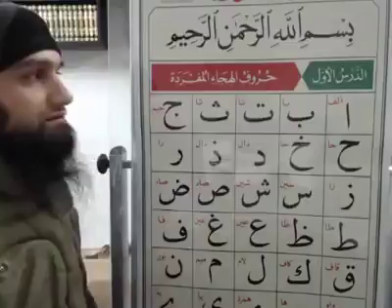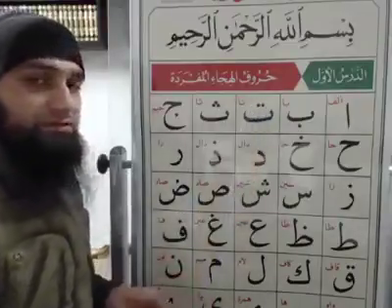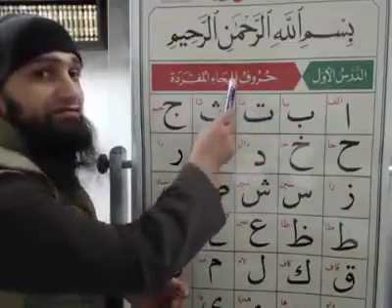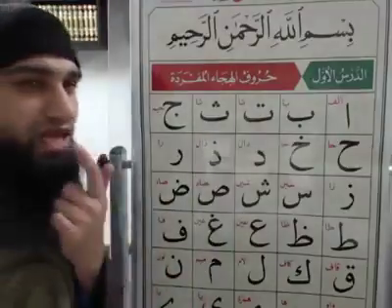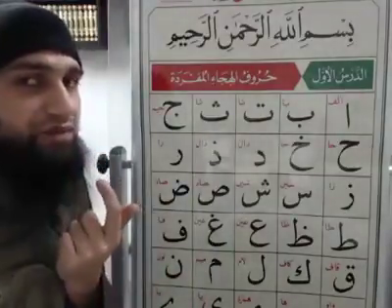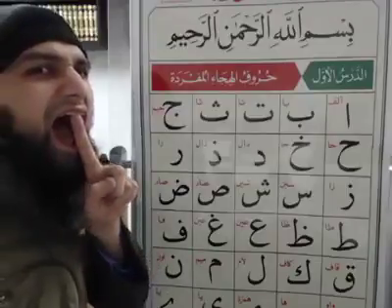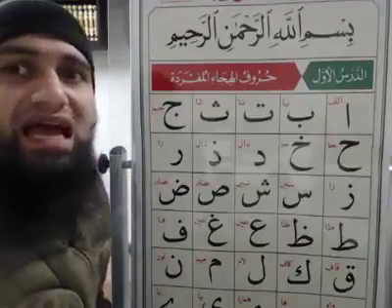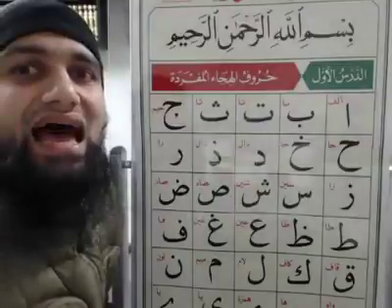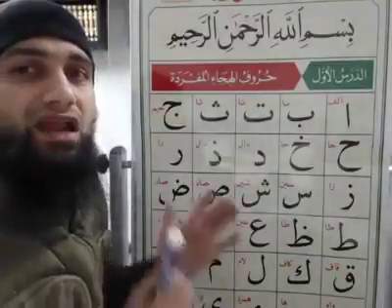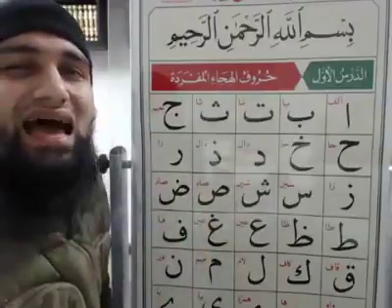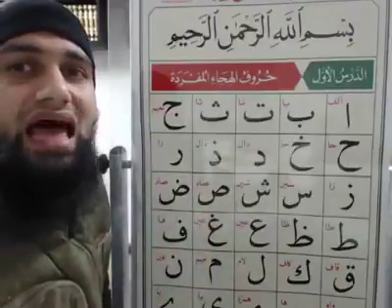The next letter has 2 dots on top of it. Also ends with alif. So you're going to make it long. It comes from when you put the frontal part of your tongue behind the upper teeth. Ta, ta. Solid. Keep it solid. Ta, ta.